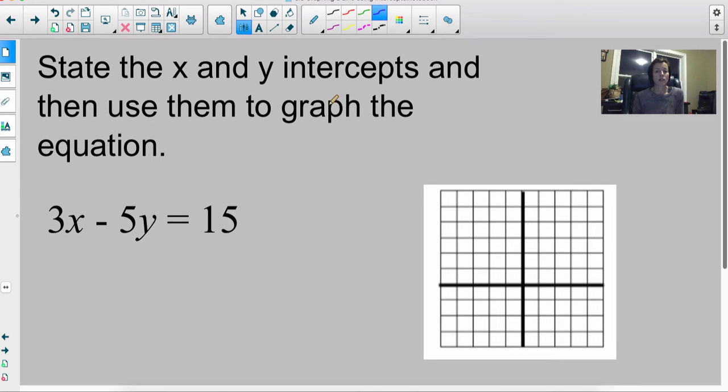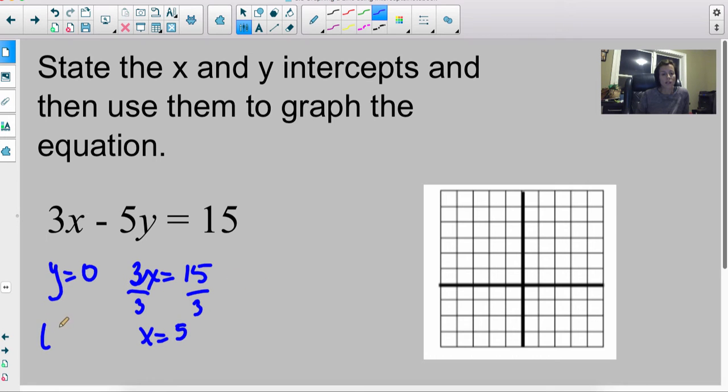State the x and the y-intercepts for this equation, 3x - 5y = 15, and then graph them. So if we do y is equal to 0, we do 3x is equal to 15. Divide both sides by 3. So x is equal to 5. So that coordinate is (5, 0).